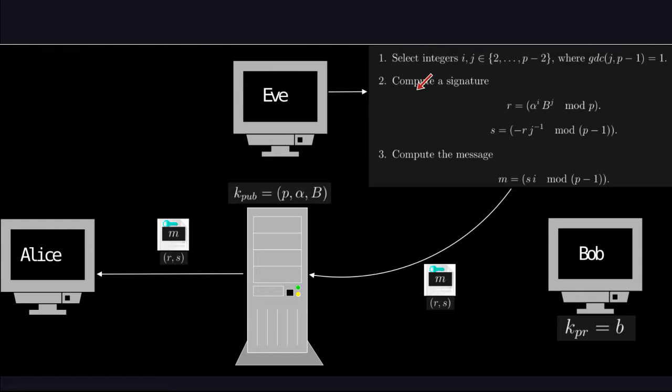Now, once Eve has that selection, she's going to compute the signature. The signature is going to be computed like this. It's going to be alpha to the i, and that's information that Eve has because she knows alpha. B to the j is another thing that she knows, and this is all modulo p. That's part of the signature, that's r. And the s part of the signature is going to be negative r multiplied by the inverse of j modulo p minus 1. That's why we needed the GCD between j and p minus 1 equal to 1, in such a way that the inverse of j will exist.